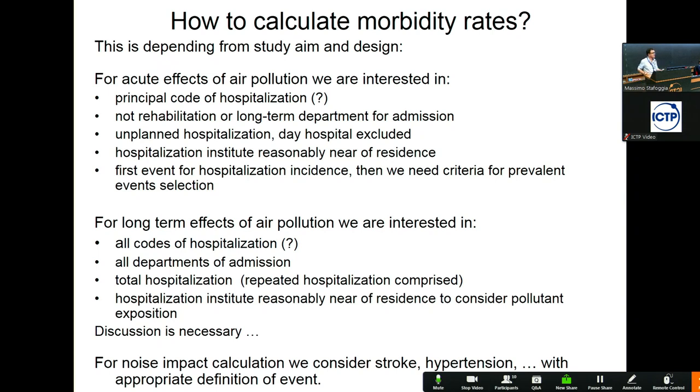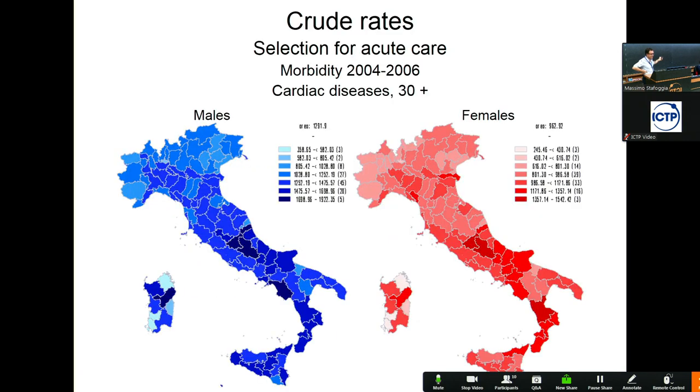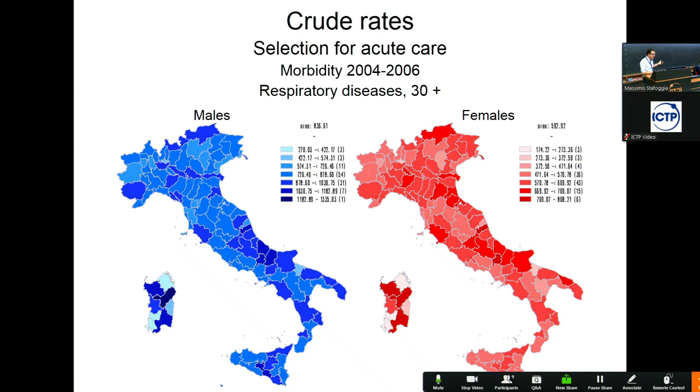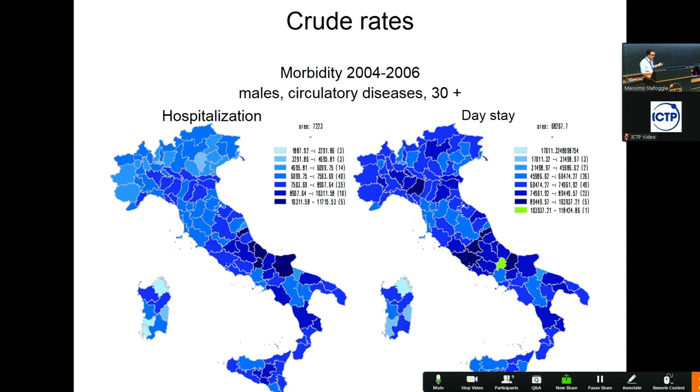So the question here is whether there are available data on hospitalizations that we might download, again for investigating either acute or long-term effects of air pollution. Okay, and these are again the outcomes which were evaluated in Italy for the morbidity outcomes. And it is possible again to derive different maps of rates.